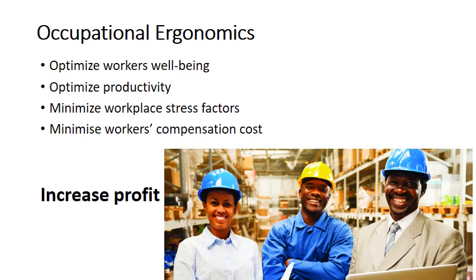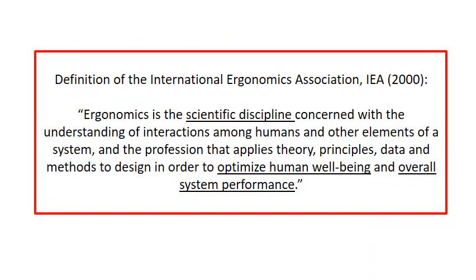And if we minimize the workplace stress factors and minimize the injuries and the injury risks, we at the same time minimize the compensation costs. All of these can increase the profit for different organizations. Therefore, I can say the best definition for ergonomics is what was released by the International Ergonomics Association in 2000. And in this definition, both aspects of ergonomics, I mean optimizing human well-being and also optimizing system performance, were mentioned.